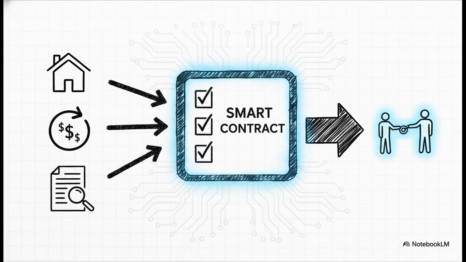And this isn't just about today. It's about tomorrow. Think about blockchain and smart contracts. You can literally program a contract to execute automatically only when all the conditions are met. Imagine a house sale where the deed transfers the exact moment the payment is confirmed. That's these ancient principles of clarity and fairness powering cutting-edge tech.